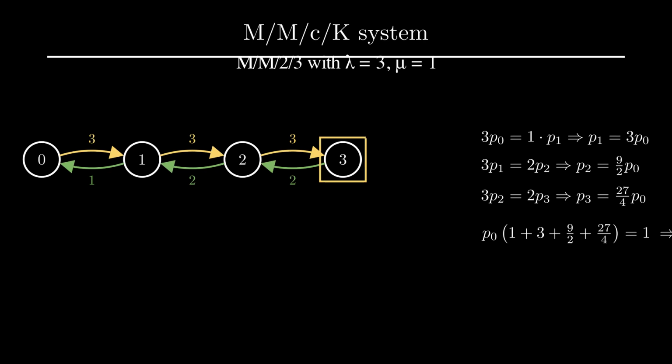And here's the gem. Because lambda is the same in all states, the blocking probability is simply pK, the probability of finding the system full. That is the PASTA principle in its simplest form.